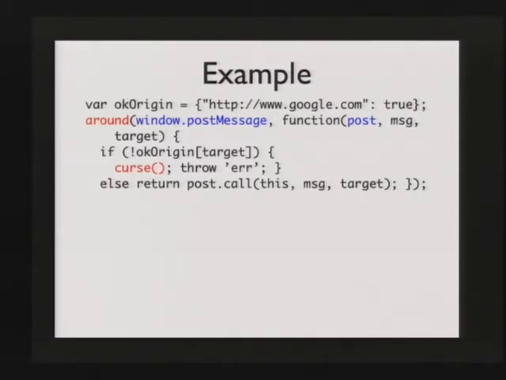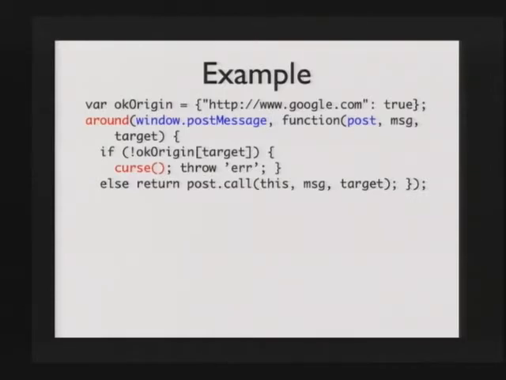And then the around keyword installs an advice. So it says, when calling window.postMessage, do the function that's behind here as a parameter. And so this does check if the target is in OK origin. And if it's not, then it will throw an error. Otherwise, it will go back and call the original function, which is the first parameter, with the message and the target it was intended to get.